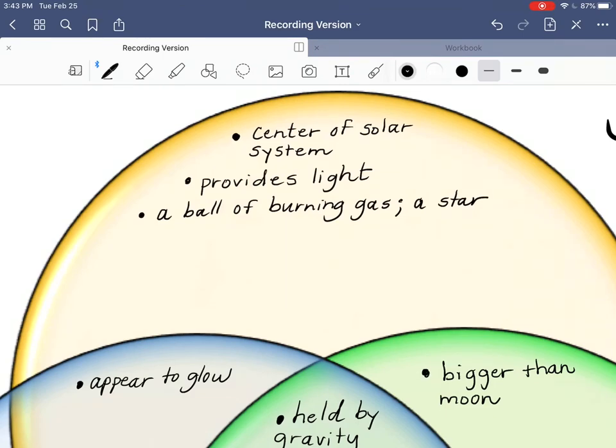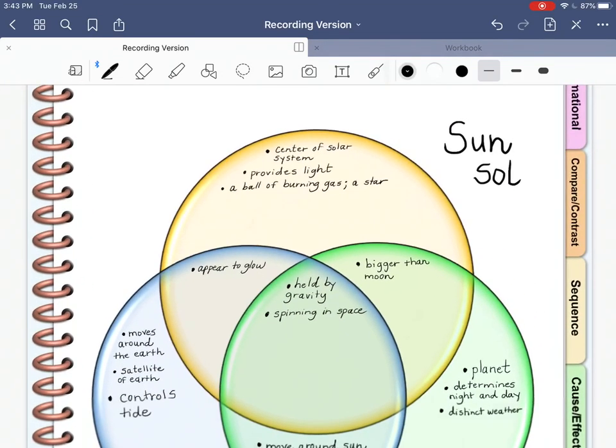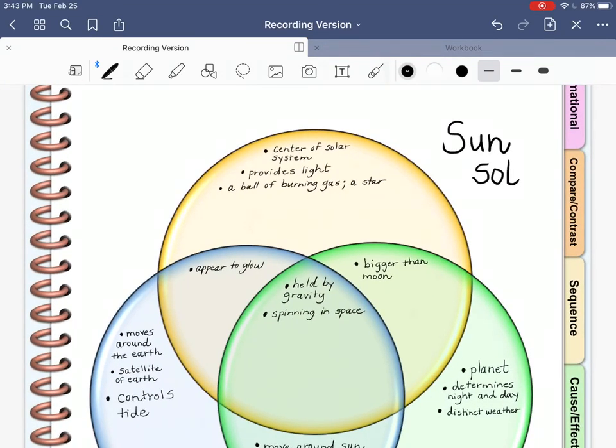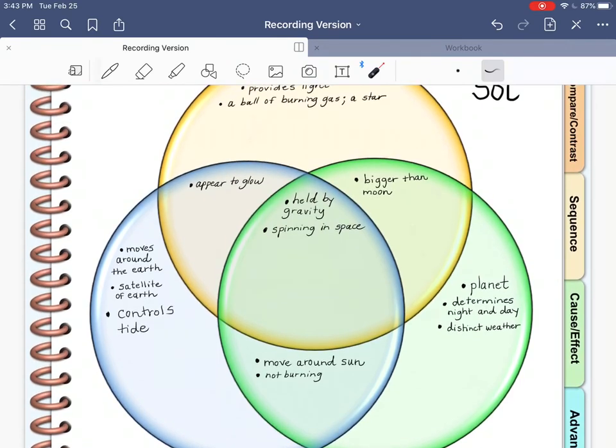How about made of rock? Made of rock. Well, the sun is made of gas, so that is not rock. The moon is made of rock, and the earth is made of rock. So we're going to go right here. I'm just going to say that they're rocky.